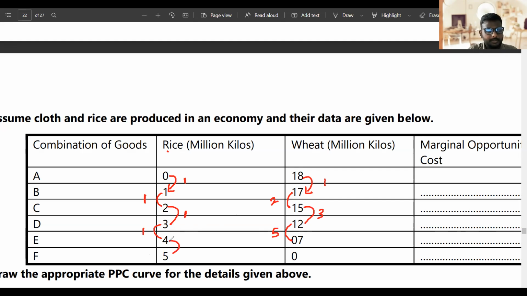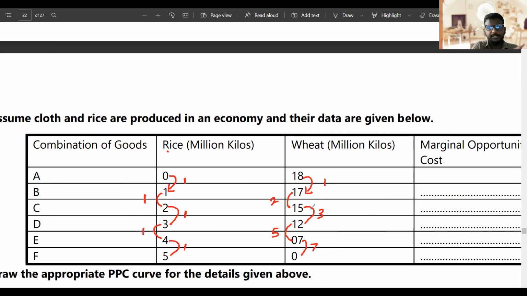From 4 to 5, again you are producing 1 more unit, but this time you see a 7 unit drop in wheat. So you are increasing rice production by equal amounts, 1 unit, 1 unit, 1 unit. From 0 to 1, 1 to 2, 2 to 3, you are increasing rice production by 1 unit. But every time you produce 1 unit of rice, what you lose in wheat keeps on increasing.